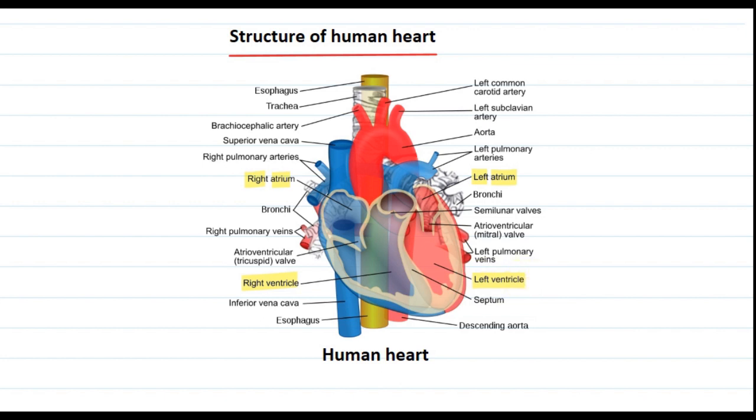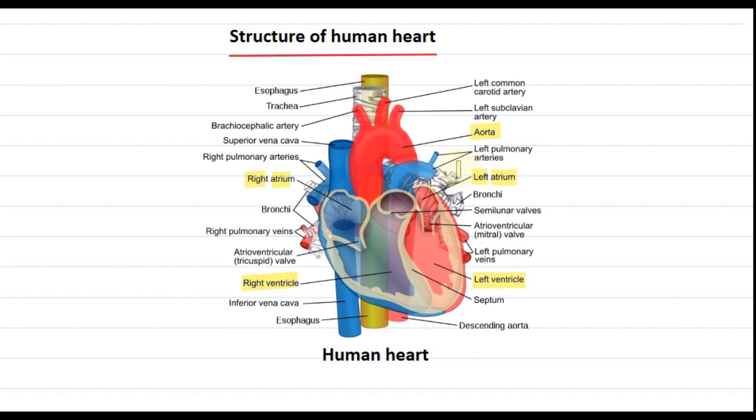Then there is the aorta. What does the aorta do? It is the main artery that carries oxygenated blood, which means it carries blood that is rich in oxygen.